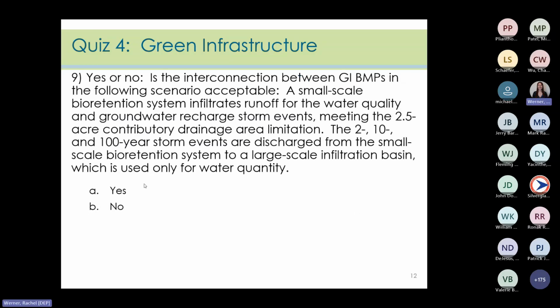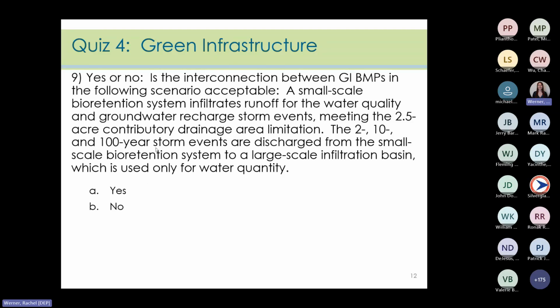Next question, yes or no? Is the interconnection between GIBMPs in the following scenario acceptable? So a small-scale bioretention system infiltrates runoff for the water quality and groundwater recharge storm events, meeting the 2.5-acre contributory drainage area limitation. The 2, 10, and 100-year storm events are discharged from the small-scale bioretention system to a large-scale infiltration basin, which is used only for water quantity.